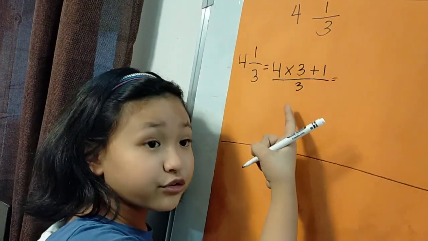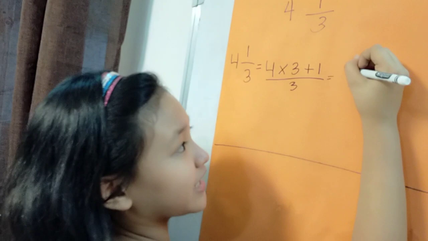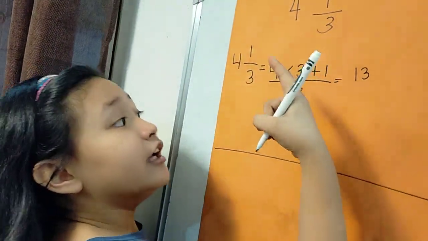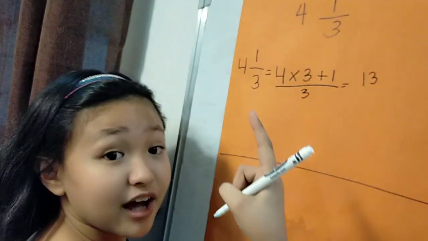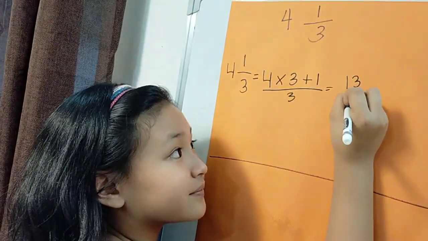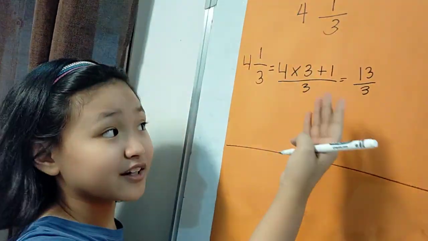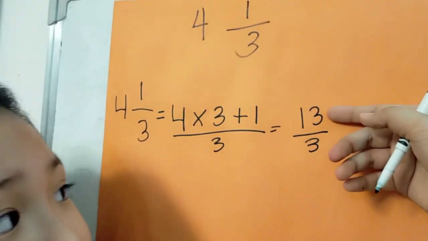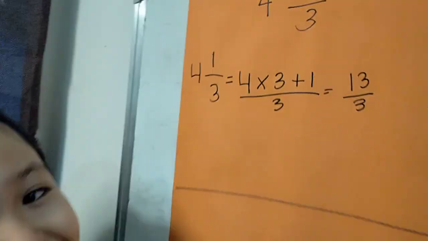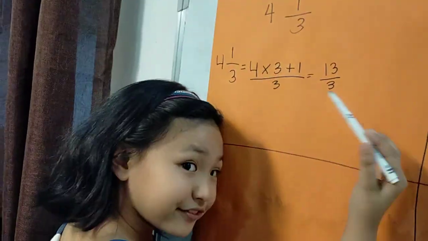So 4 times 3 is 12, and plus 1 is 13. So let us write 13. And as I've said, 3 will be the denominator for this mixed fraction. Now, it is an improper fraction because its numerator is greater in value than its denominator. Look! It's 13 thirds.